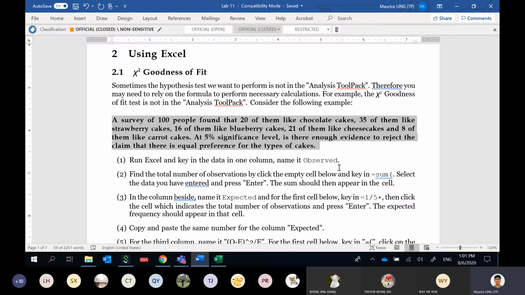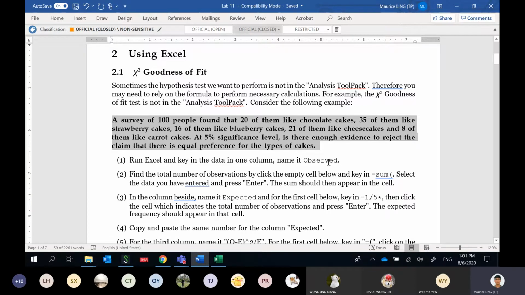Okay, how many of you love cakes here? Anyone love to eat cakes? Jin Xiang. Have you eaten all these 1, 2, 3, 4, 5 different types of cakes? Okay.